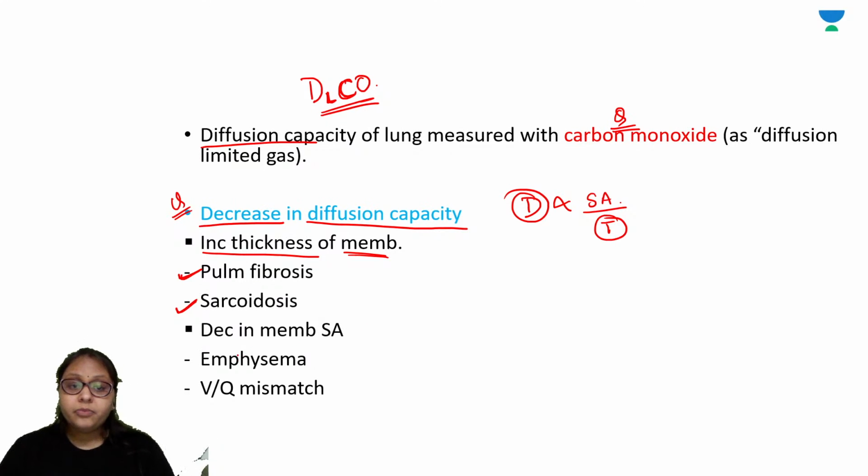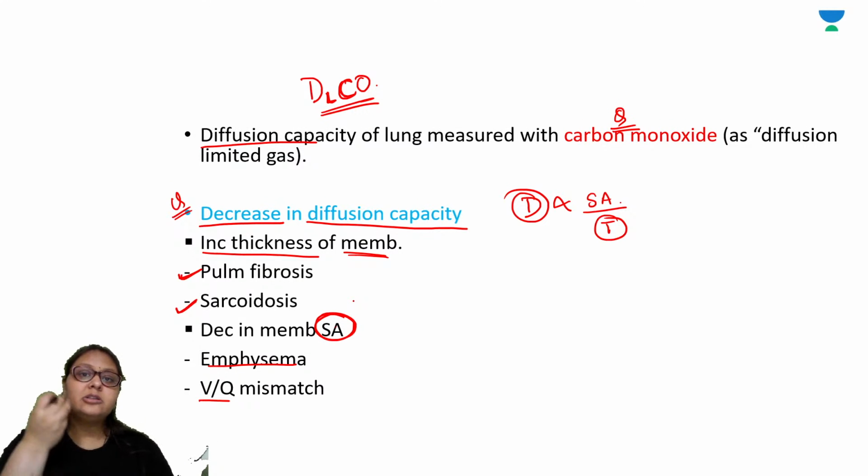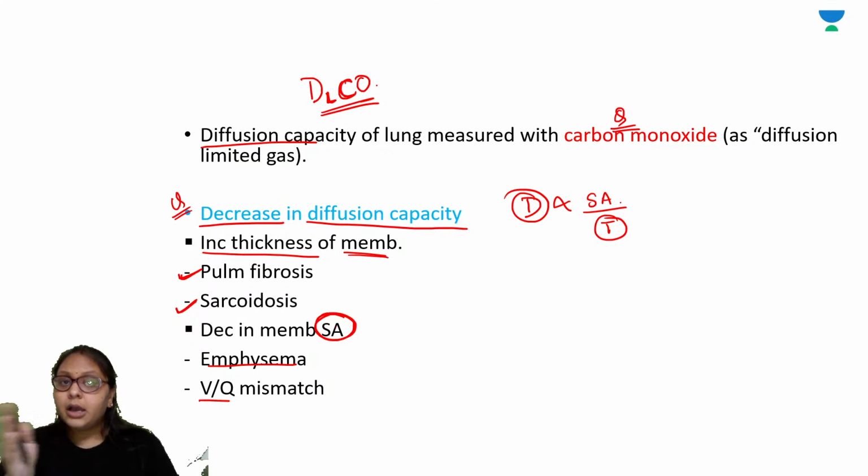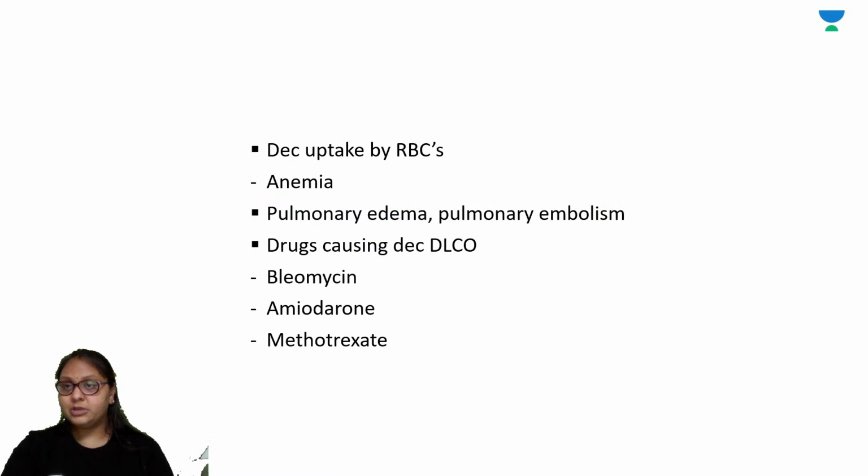Okay, now emphysema, VQ mismatch, इसमें क्या हो रहा है? There is decrease in the membrane surface area. Emphysema में क्या हो रहा है? There is loss of elasticity. ठीक है, there is collapse. तो क्या होगा? There is decrease in the surface area. So therefore, the exchange of the gases does not take place easily. So there is decrease in the diffusion capacity in the emphysema and the VQ mismatch.